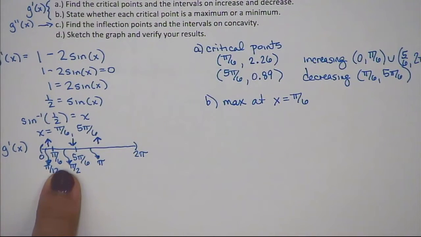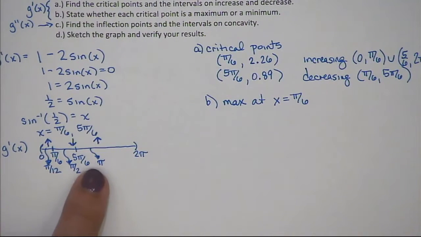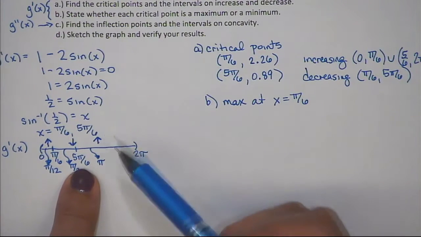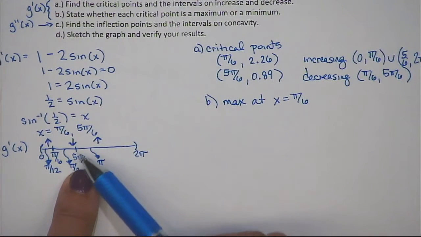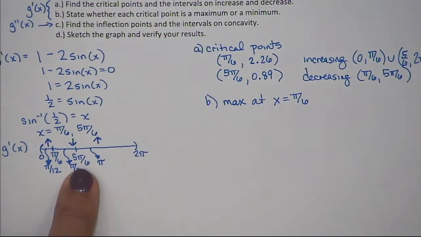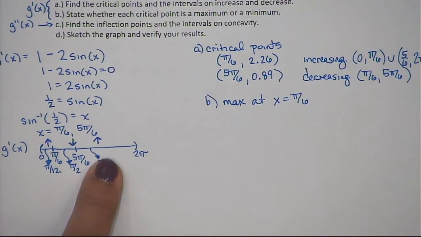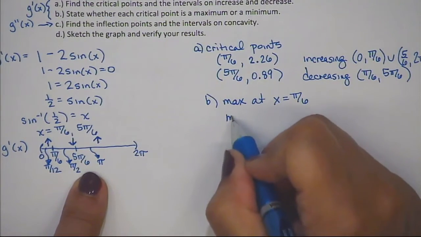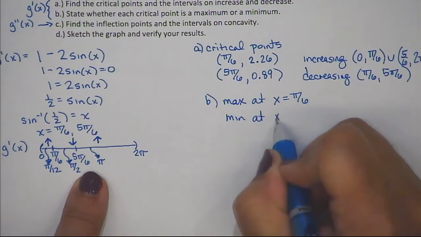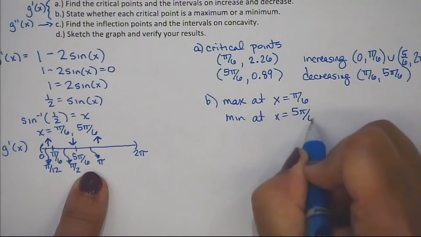We'll get the y value in just a minute. And then our other critical point was 5 pi over 6. So what was happening around 5 pi over 6? We were going down, decreasing, and then increasing. So 5 pi over 6 has to be a minimum. So we have a minimum at x equals 5 pi over 6.